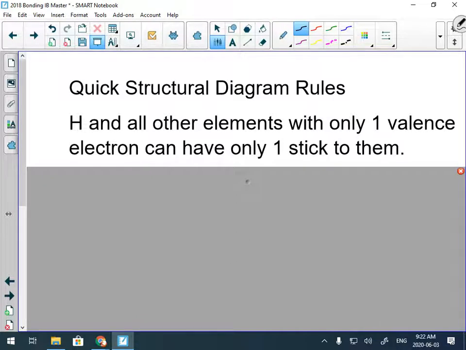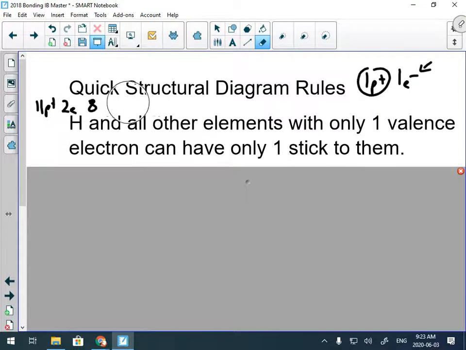So, hydrogen and every other element that only has one valence electron can only have one line drawn to it. What does that mean? Well, if we think about hydrogen's Bohr diagram, all it has is one electron, which means that its shell can only contain one more shared electron to bring it up to 2. The same thing goes for things like sodium. Sodium is element 11. It's got 2 in the first, 8 in the second, and 1 in the outside. So it only has one valence electron. You can only have one line to sodium.